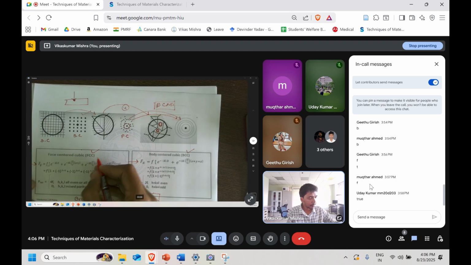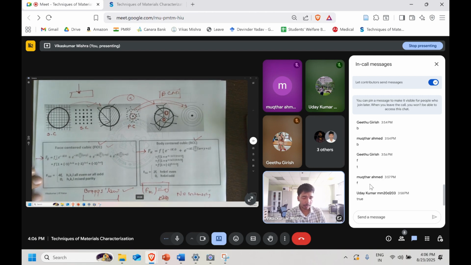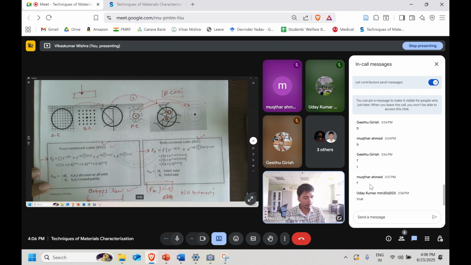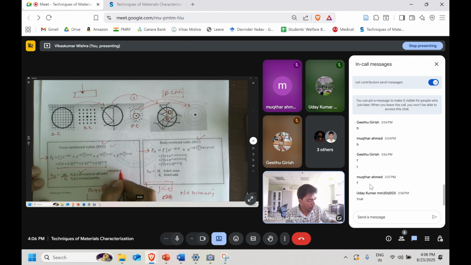Now if we talk about the FCC and the BCC, how is this factor going to change? In the FCC, you just put the value of the positions, and at the end it will entirely depend upon the H, K and L. If H, K, L are unmixed, the structure factor is non-zero, it is 4f. If they are mixed, you will get the structure factor to be 0, so no diffraction pattern you will get here. You will get diffraction pattern only for the unmixed case.